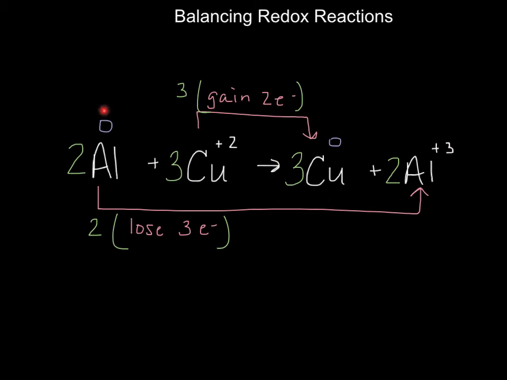Now to check my charges, 2 times 0 is 0, 3 times positive 2 is 6. So I have a positive 6 charge over here. Over here, 3 times 0 is 0. 2 times positive 3 is positive 6. So over on my product side, I also have a positive 6. So my charges and my number of atoms balance.